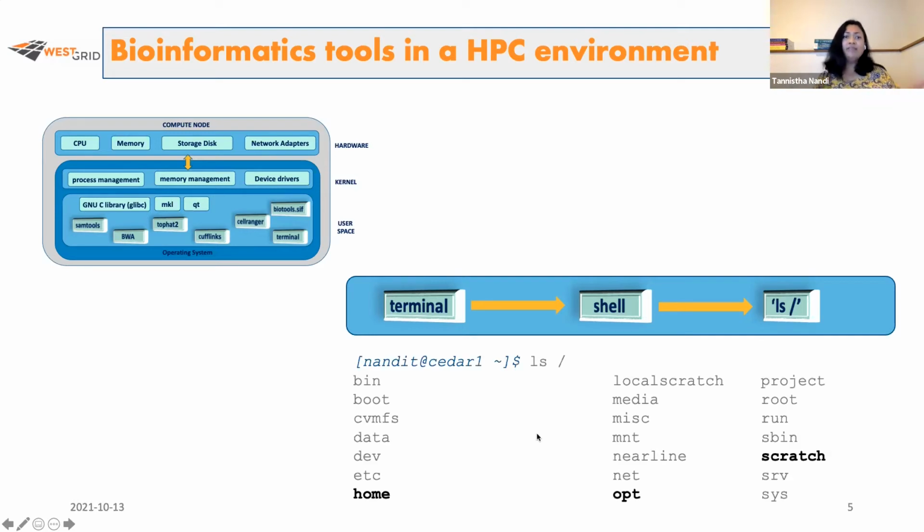So you can see the output something like this for the command ls /, and it lists all the directories at the root level, which include your home directory where all your user home directories are, opt directory, scratch directory, and many, many other directories as well.